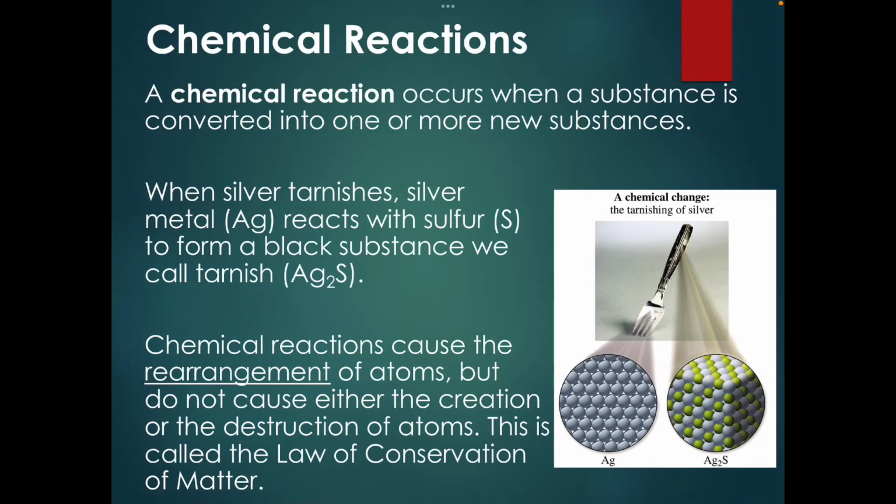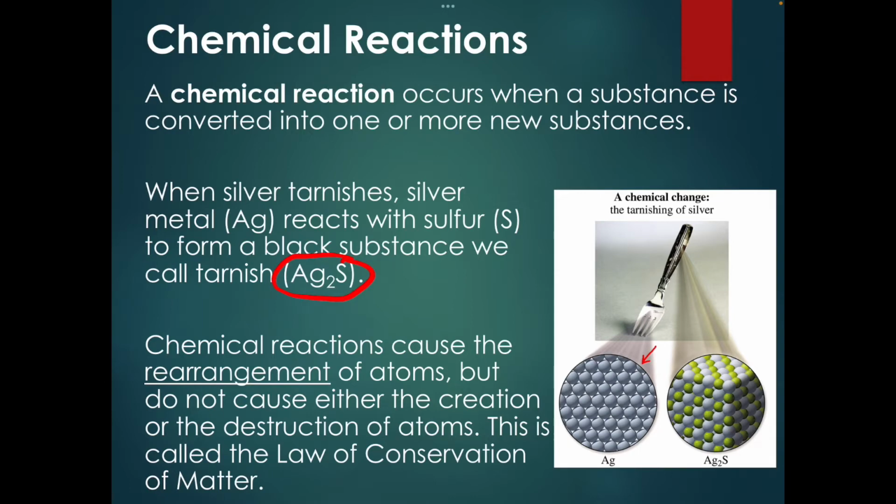So what are chemical reactions? We've talked about them a bit already when we talked about physical and chemical changes. But chemical reactions occur when a substance is converted into one or more new substances. For example, this silver fork here. This silver fork is just made up of a bunch of silver atoms. But when it reacts with the air, it'll actually react with some of the sulfur that's in the air, and it will tarnish. When I was a kid, I had to help my grandmother polish her silver because it would get dull, right?